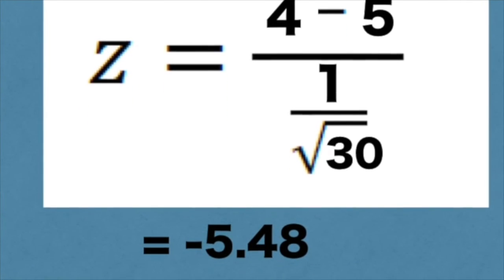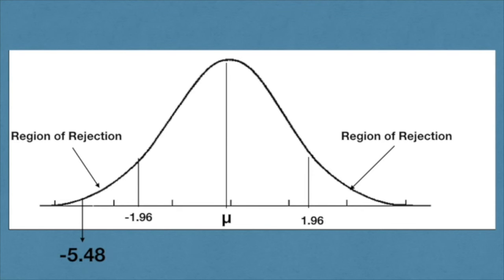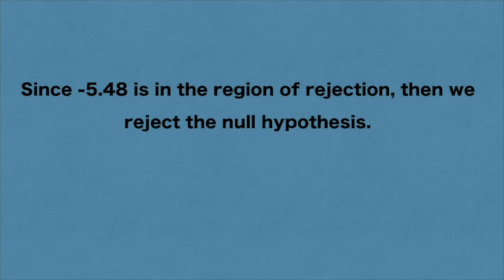We will graph the distribution graph to plot the value and to compare it with the critical value. Step 7. We will formulate our conclusion here. Since negative 5.48 is in the region of rejection, then we will reject the null hypothesis.